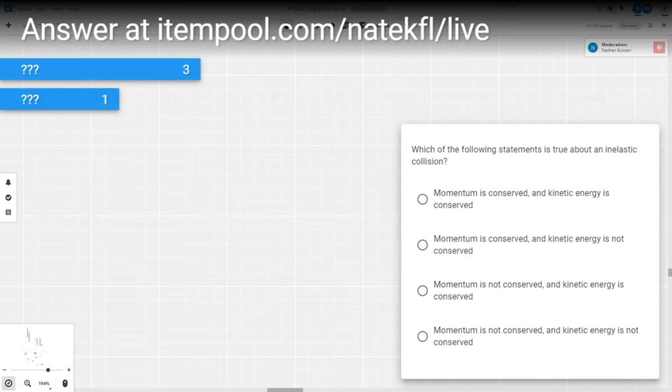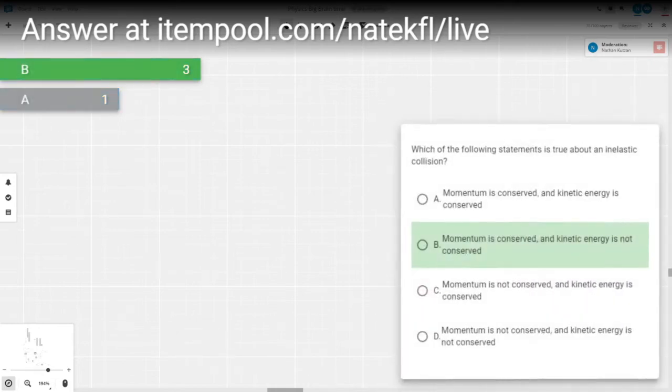All right, that's 4. Okay, so good, most of us got it right. Momentum is conserved and kinetic energy is not conserved. The way you can know that is because it says inelastic collision, not elastic collision. If it was an elastic collision, A would be right. But in an inelastic or completely inelastic collision, energy will not be conserved.